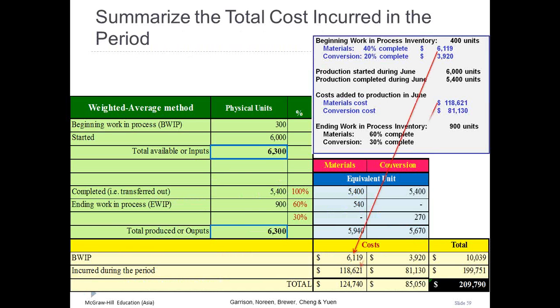So let's summarize the total costs incurred in the period. After summarizing the cost for materials and conversion in the table in accordance to beginning work in process and incurred in the period, we can sum up the costs horizontally and vertically, giving rise to total material and conversion costs of $124,740 and $85,050, respectively.